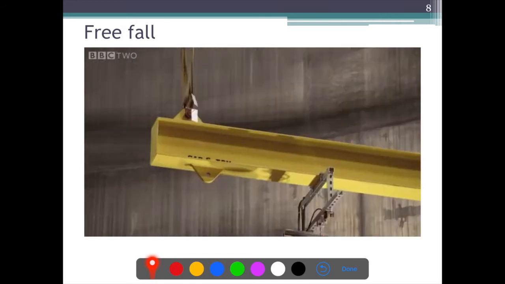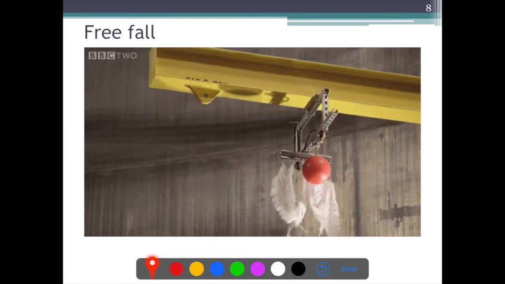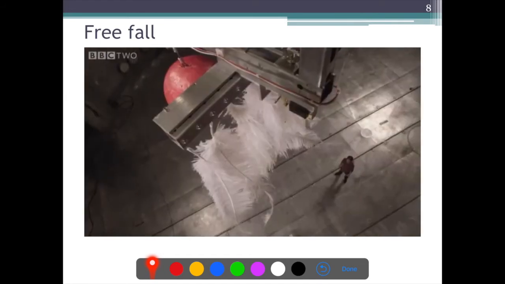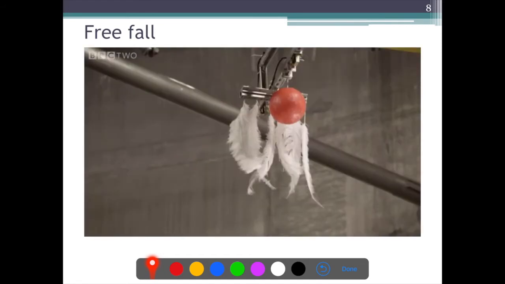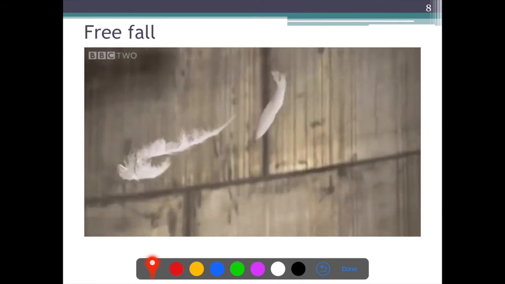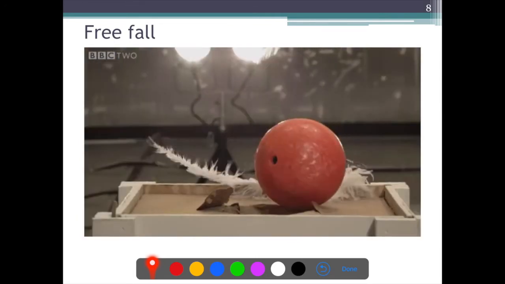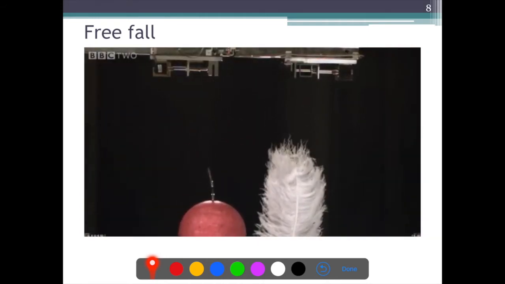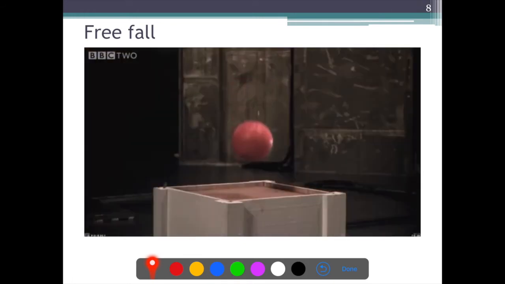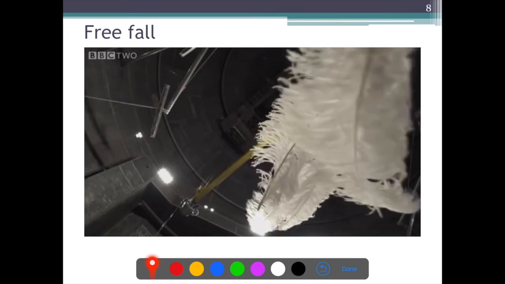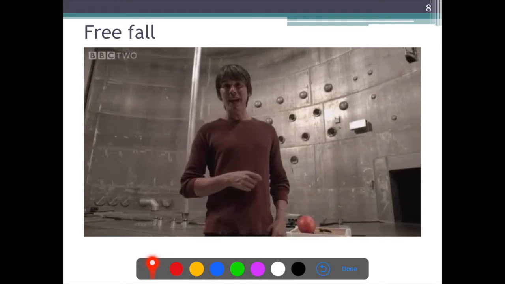Galileo's experiment was simple. He took a heavy object and a light one and dropped them at the same time to see which fell fastest. Now in this case, the feathers fell to the ground at a slower rate than the bowling ball because of air resistance. So, in order to see the true nature of gravity, we have to remove the air.